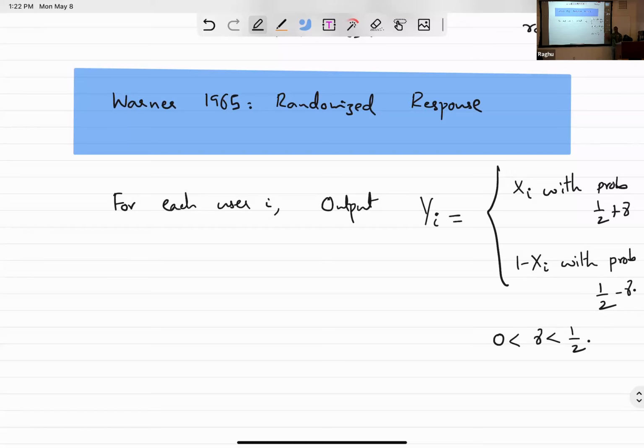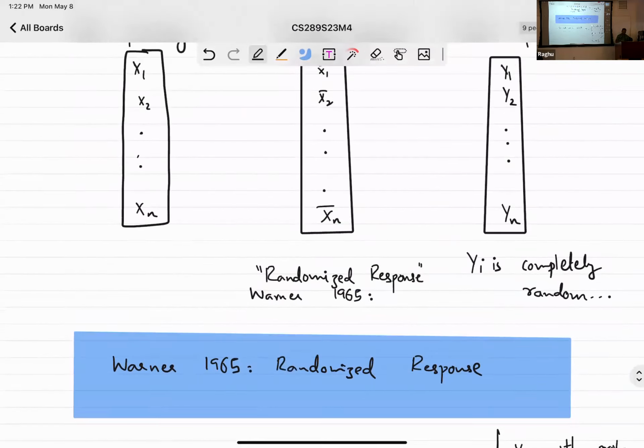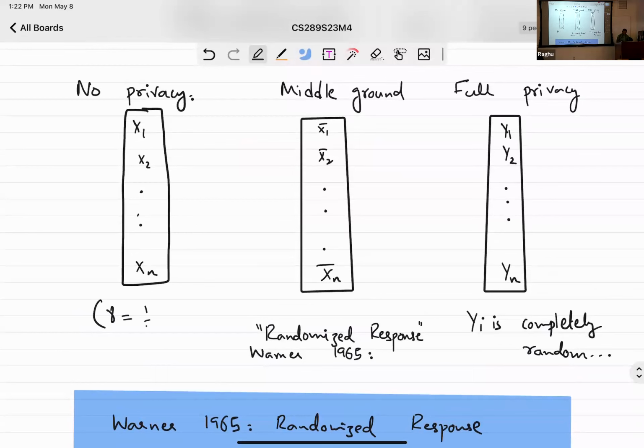As gamma increases, my privacy decreases. And if gamma is 0, what am I outputting? I'm outputting a completely random value. With probability half it's 0, with probability half it's 1. So there's no correlation with the input. This corresponds to gamma equals half, and this corresponds to gamma equals 0. So smaller gamma means better privacy. That's randomized response, meaning you ask a true question, but what you release is independently randomized for each person.